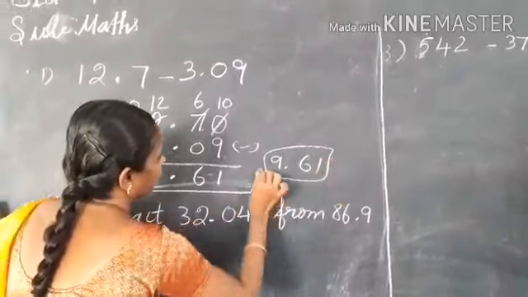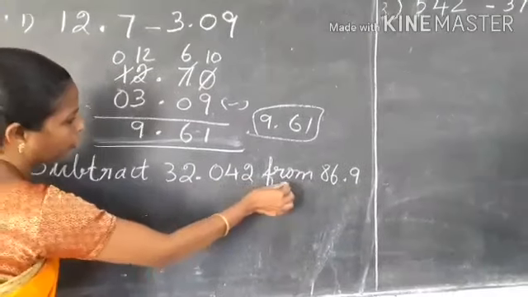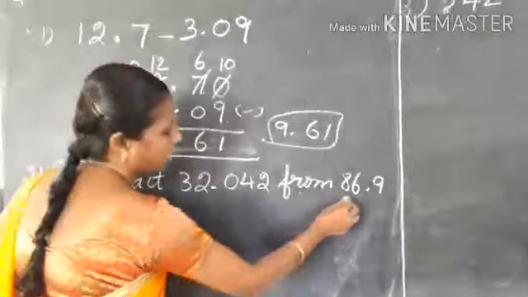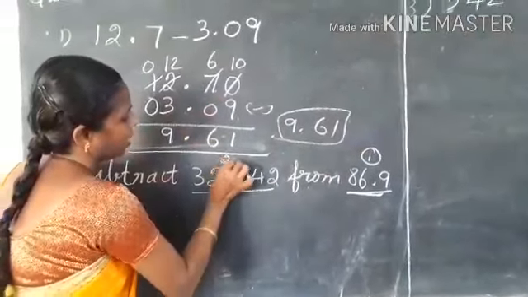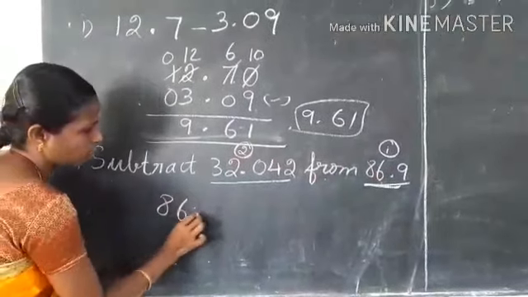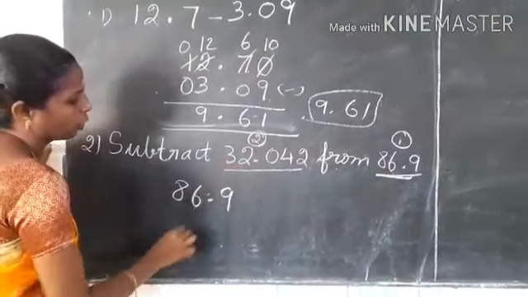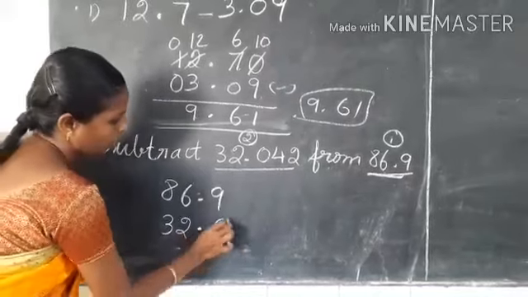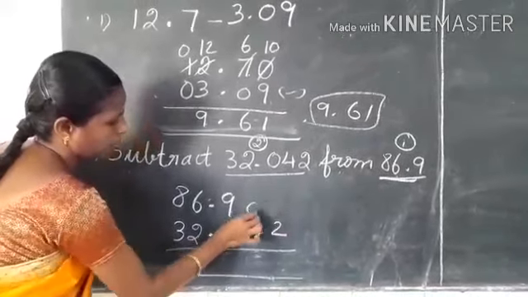9.61. Next question. Subtract 32.042 from 86.9. From 86.9 means 86.9 is the first decimal. This is the second decimal. So this one we have to write it first. 86.9. Second decimal 32.042. What about the empty places?